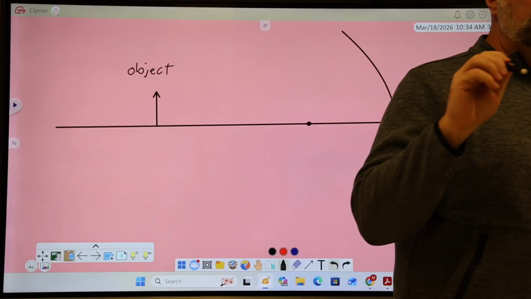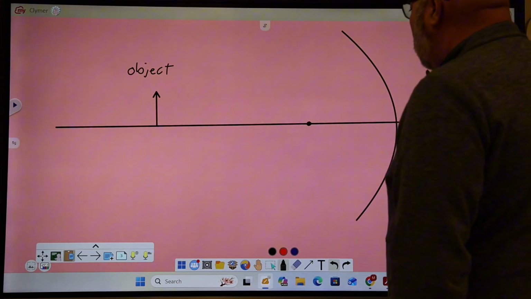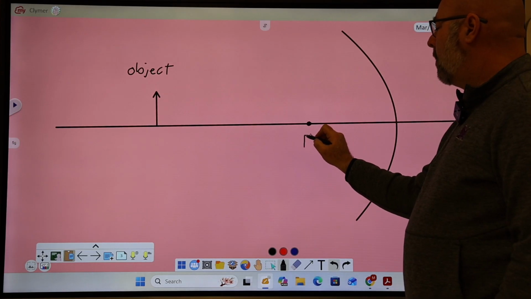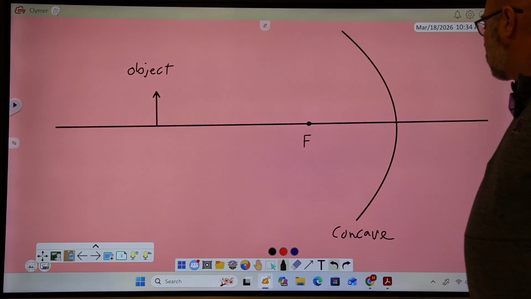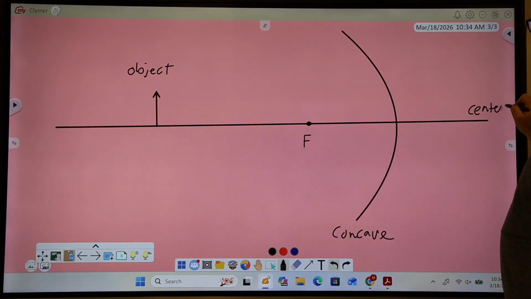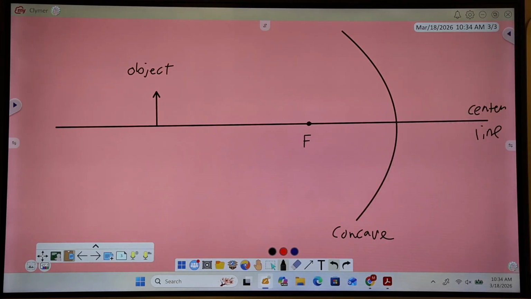I think in the book, the object that they use is a light bulb. I'm going to use arrows on here because this has an arrow making thingy. But just know that whatever this object is, this is the object that we're putting in the path of this mirror that we are trying to generate the image of. What's this point here? Focal point. This is a concave mirror. And this is our center line.